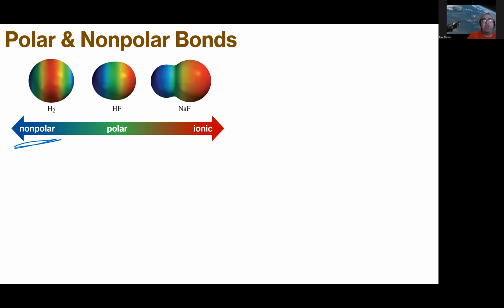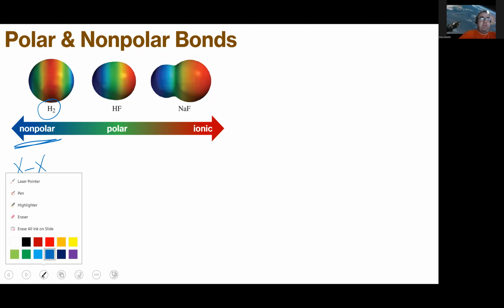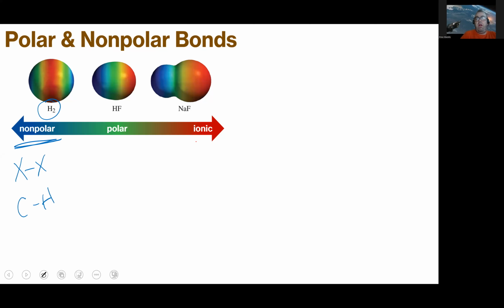Nonpolar stuff is usually when there are two things that are the same. Here we're using hydrogen as our example, but two atoms the same are nonpolar. Carbon and hydrogen together are nonpolar. Things on the other end of the spectrum here are ionic. These are things that have a metal and a non-metal, a metal with something, and these have definite positive and negative charges. When we're thinking about polar molecules, we're not going to focus on ionic at all because we're thinking about molecules. So all these are covalent bonds.